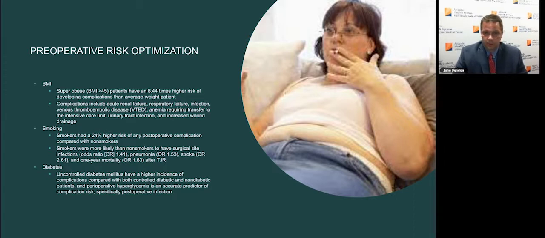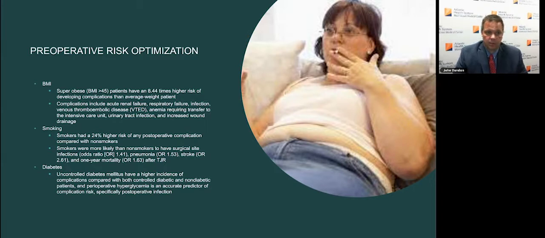So BMI is a big, strict one of mine. Super obese patients have an 8.4 times higher risk of developing complications than the average weight patient. This is the number one modifiable risk factor that we have, and I think it's almost criminal for us to be operating on these people without asking them to lose some weight.